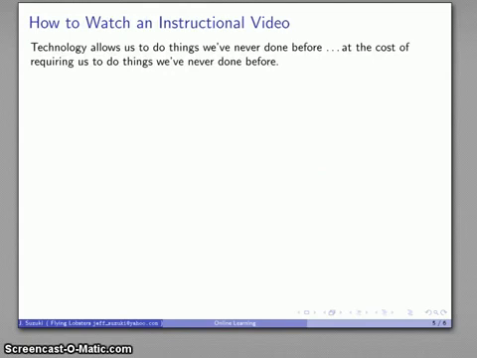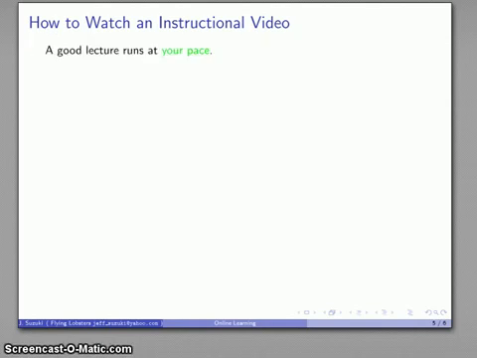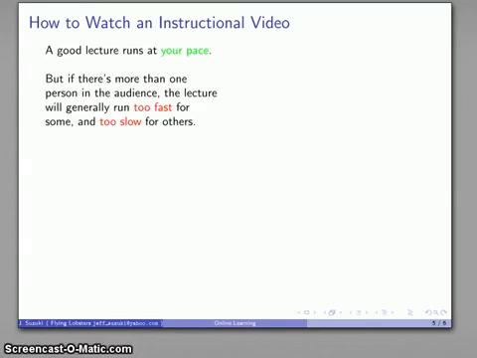So just a quick note, here's how to watch an instructional video. Technology allows us to do things we've never done before, but it's at the cost of requiring us to do things we've never done before. A good lecture runs at the pace that you learn the material at. However, if there's more than one person in the audience, the lecture in general will run a little bit too quickly for others, because some speakers tend to talk quickly and some people tend to process information a little bit more slowly. On the other hand, you'll also have lecturers who slowly talk their way through points, and perhaps for some people this rate will be too slow for them.